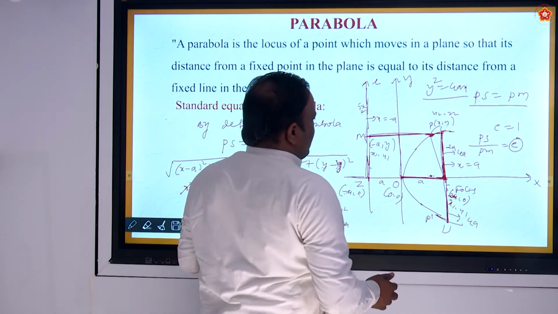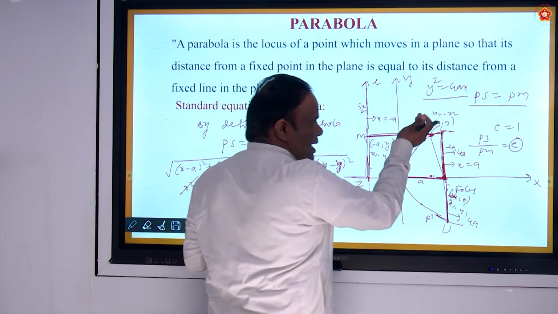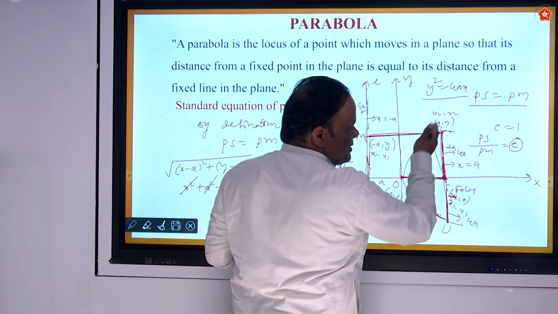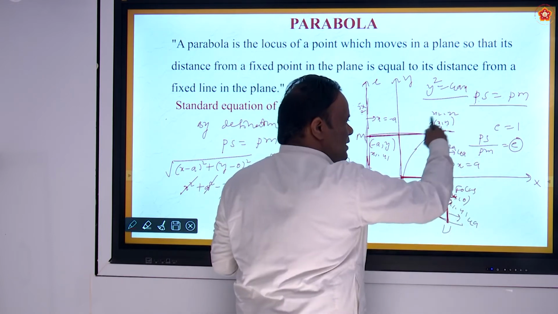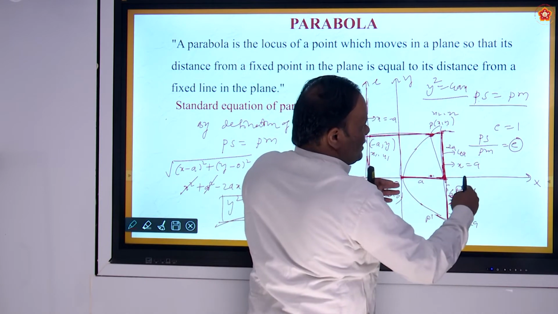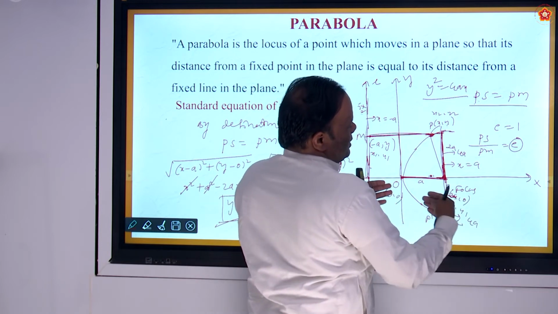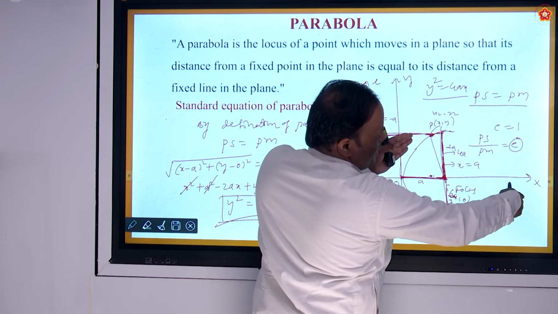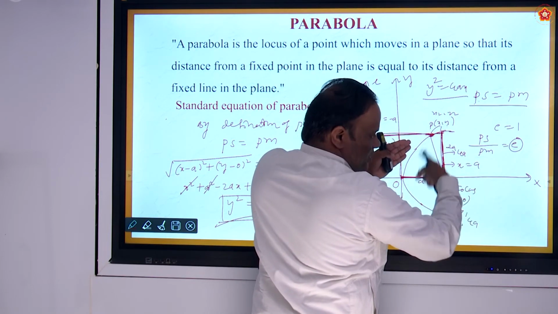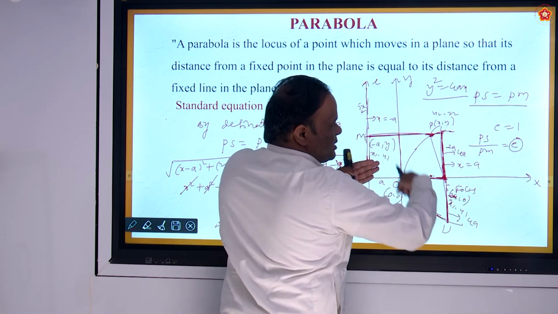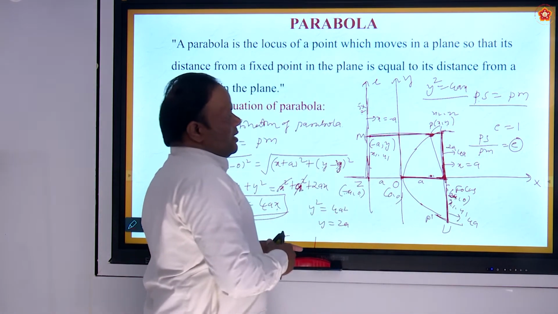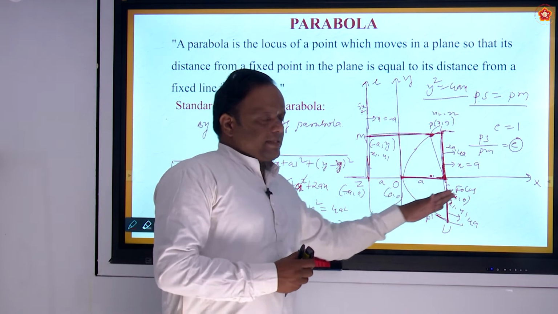Correct? Next, the parabola is symmetric to the x-axis. Axis of parabola is x-axis. Means you can see here and that side also, both sides will look alike. The parabola opens in the positive direction of x-axis. This means the axis of parabola is x-axis, and it is also called symmetric to the x-axis.